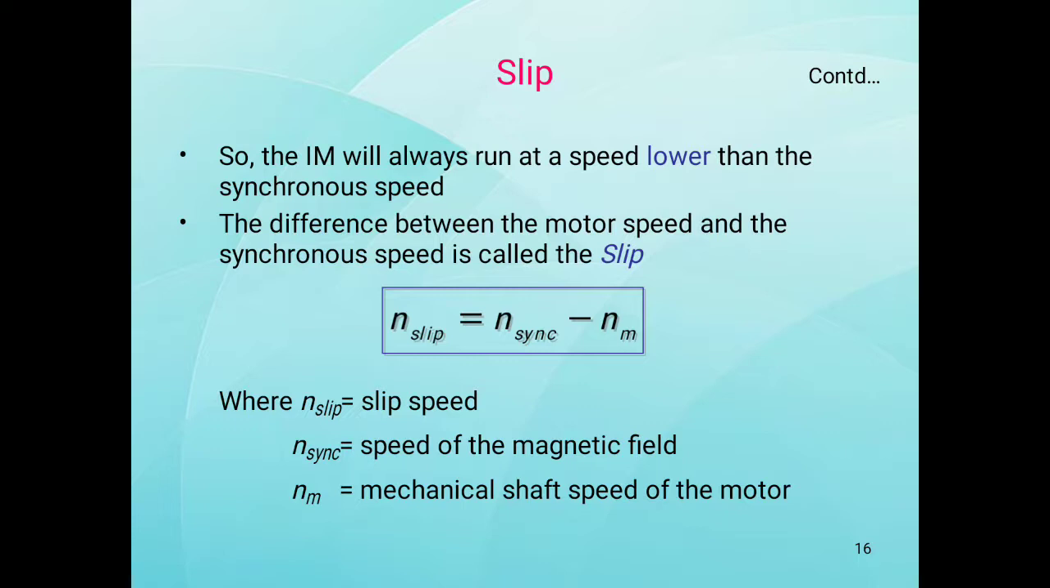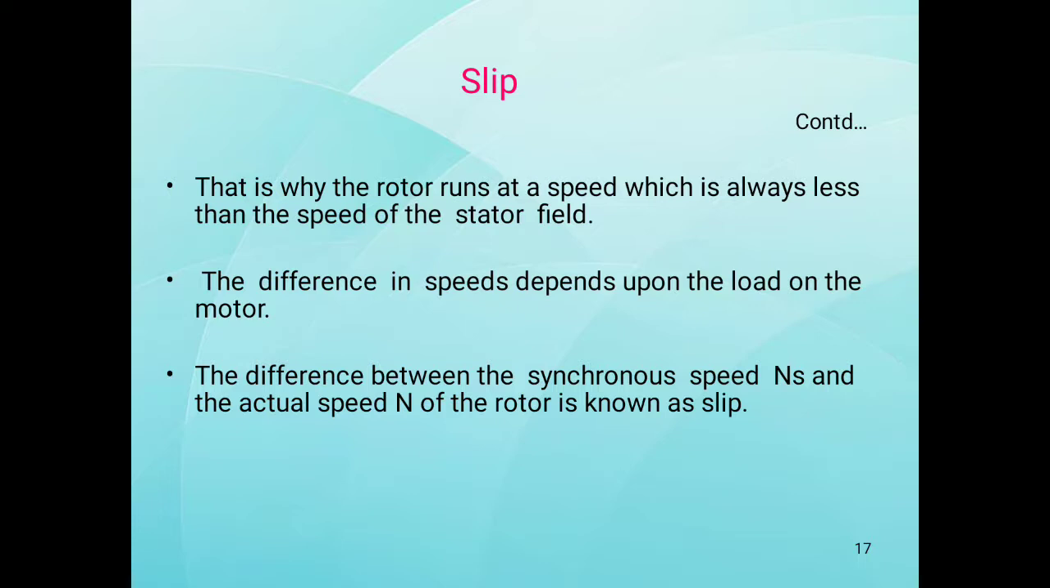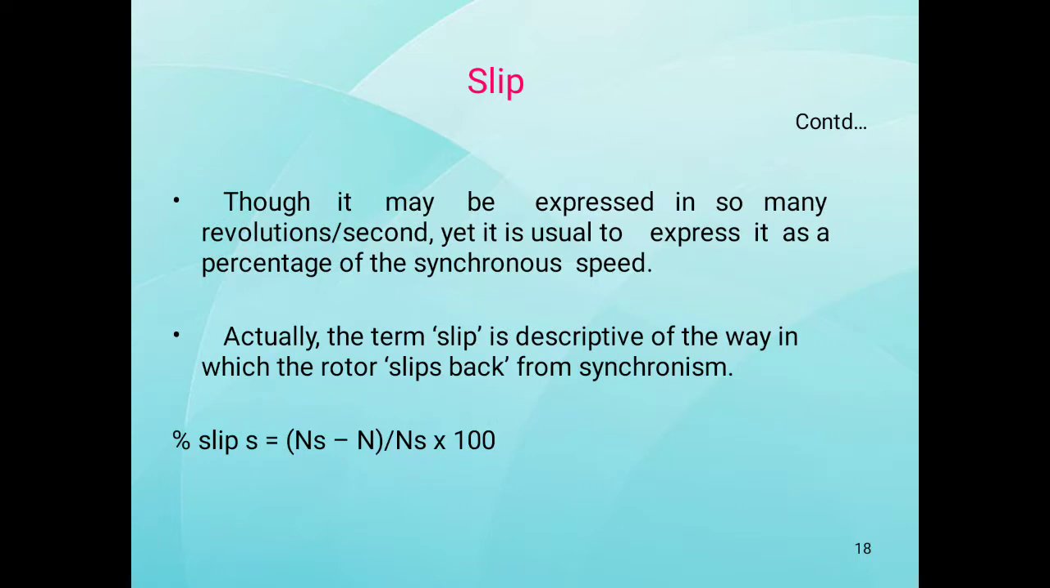Here, Ns is the synchronous speed of the magnetic field, and Nm is the mechanical shaft speed of the motor. That is why the rotor runs at a speed which is always less than the speed of the stator field. The difference in speeds depends upon the load on the motor. The difference between the synchronous speed Ns and the actual speed N of the rotor is known as slip. Though it may be expressed in revolutions per second, it is usual to express it as a percentage of the synchronous speed. Actually, the term slip is descriptive of the way in which the rotor slips back from synchronism.